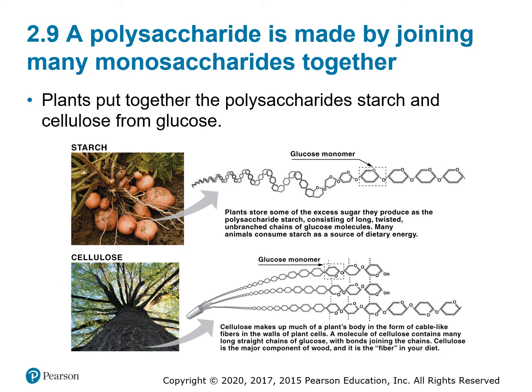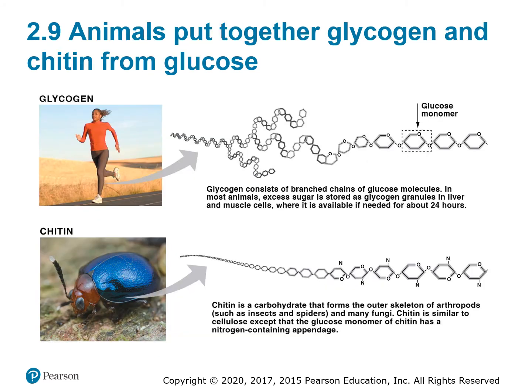So molecules like starch and cellulose are actually made up of many little glucose monomers, or glucose molecules, put together in long chains. Animals will also put together polysaccharides like glycogen and chitin from glucose monomers.